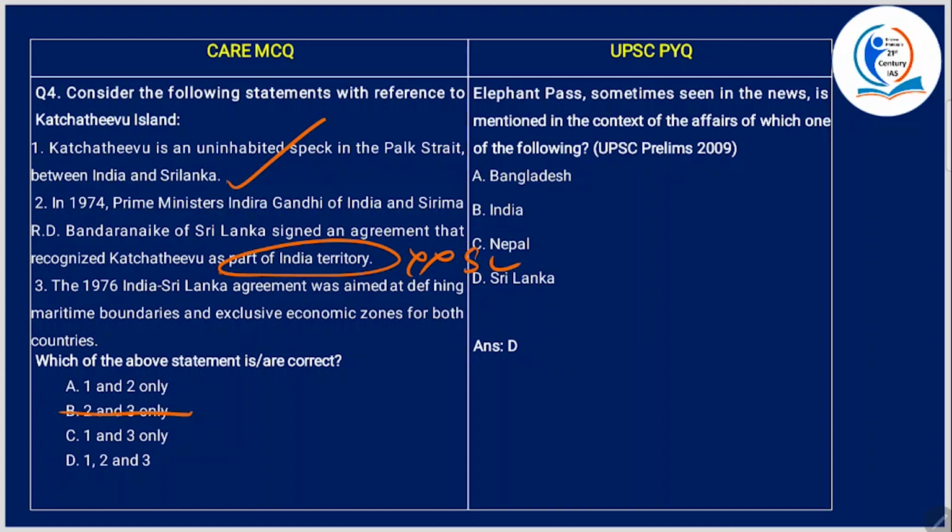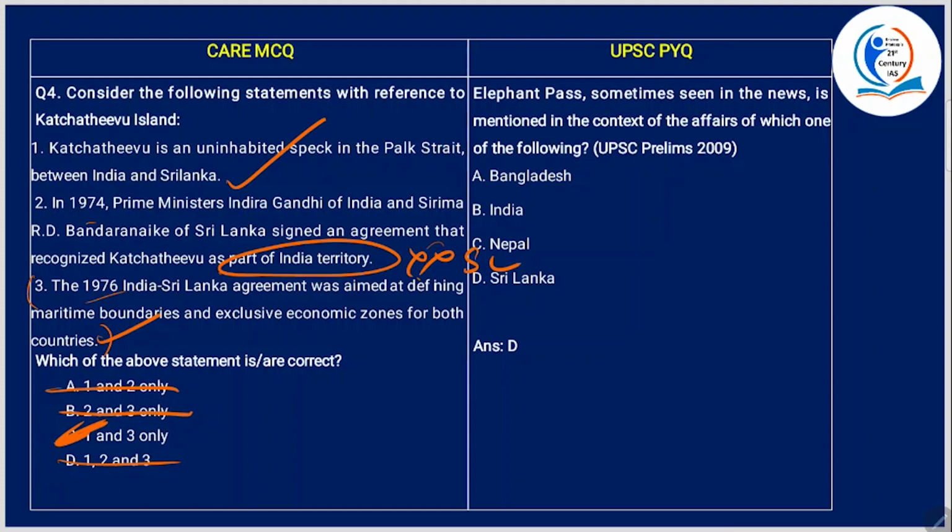Now the third statement. The 1976 India-Sri Lanka Agreement was aimed at defining maritime boundaries and exclusive economic zones for both the countries. Yes, this is true. In 1974 this happened, and in 1976 this was there. The second statement is wrong. Only by the second statement we can come to the conclusion that C is the answer, because A and D will be ruled out. But for information's sake, I read the third statement also.